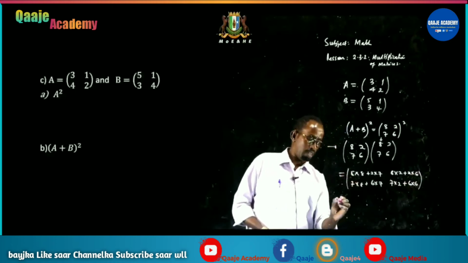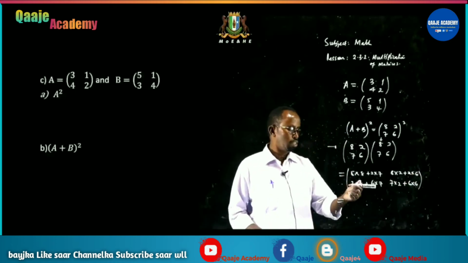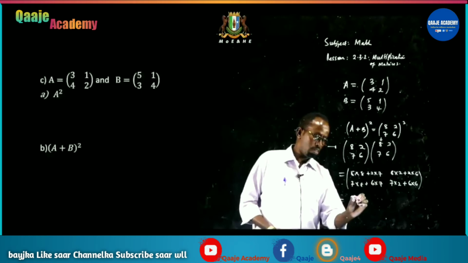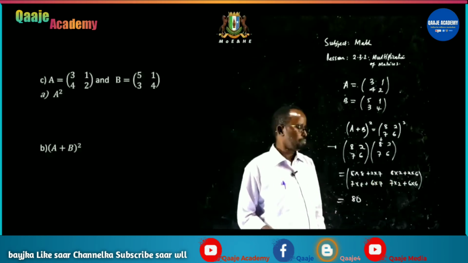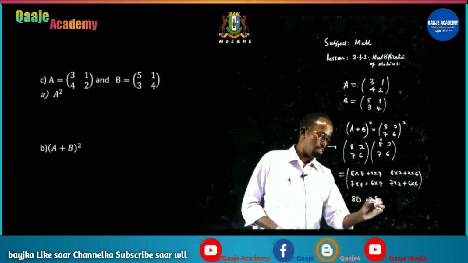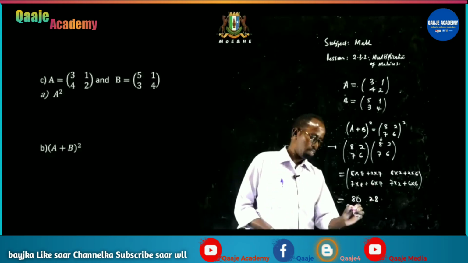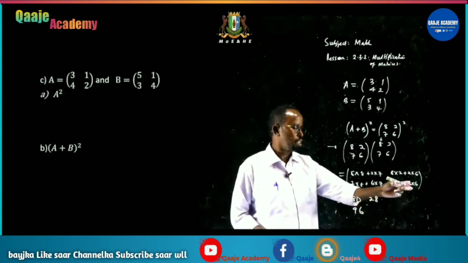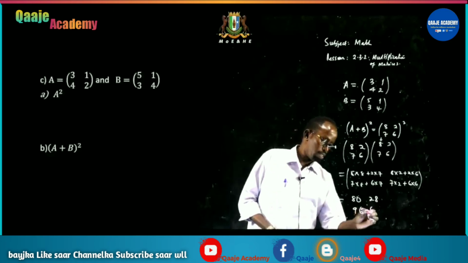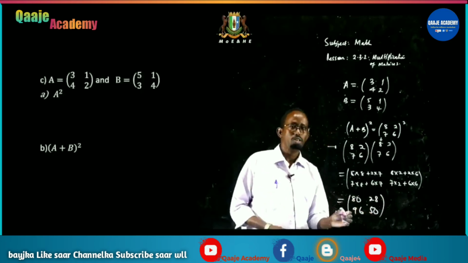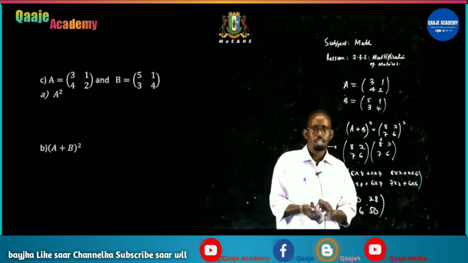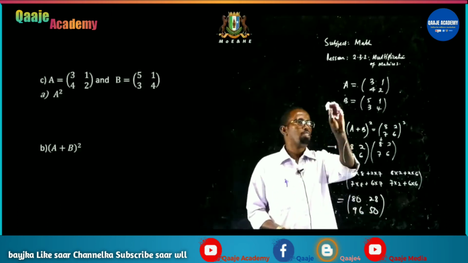So we multiply this. 64 plus 14, you get 80. That is 16 plus 12, you have 28. This 56 plus 42, you get 96. This is 14 plus 36, you get 50. So that is also A plus B into bracket squared.